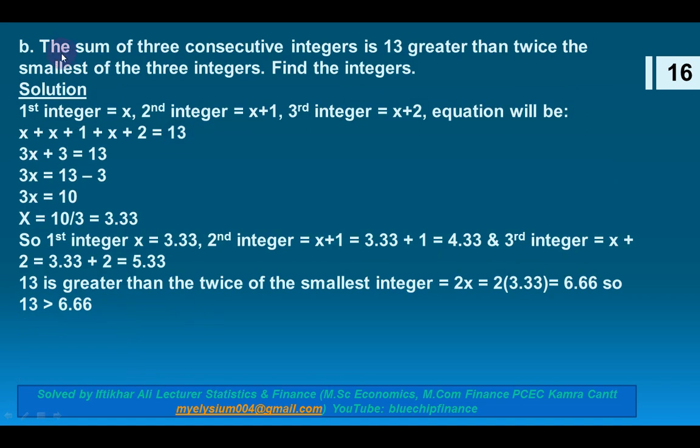B: The sum of three consecutive integers is 13 greater than twice the smallest of the three integers. Find the integers. We will have to make the equation here. The sum of three consecutive integers. For example, the first integer is x. The second integer will be x plus 1. And the third integer will be x plus 2. So the sum of three integers means x plus x plus 1 plus x plus 2 equals 13.